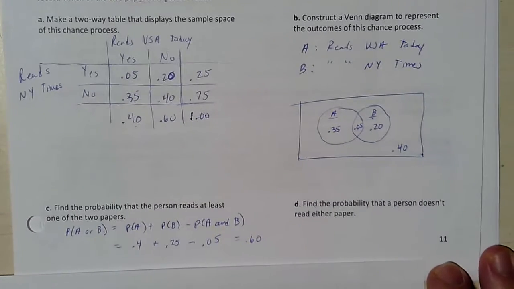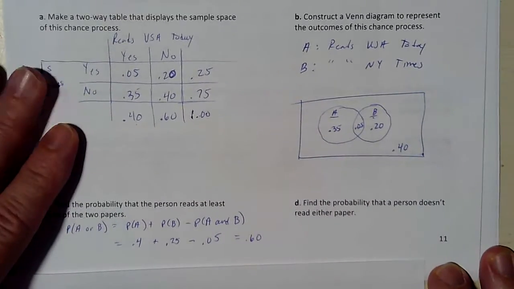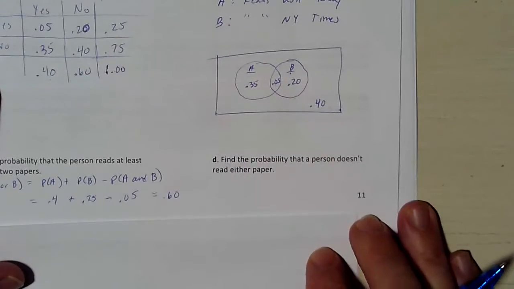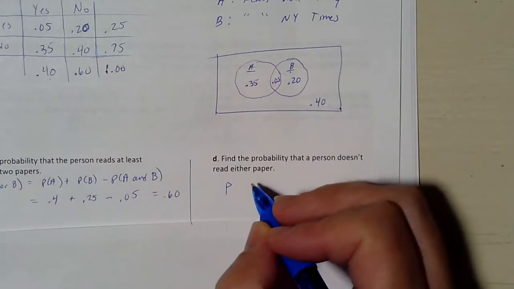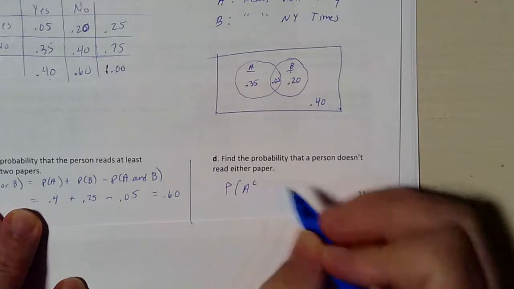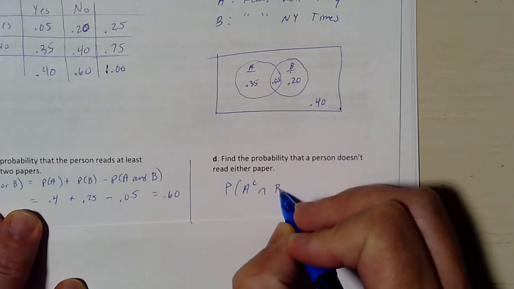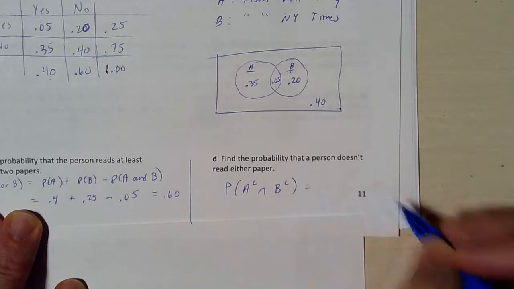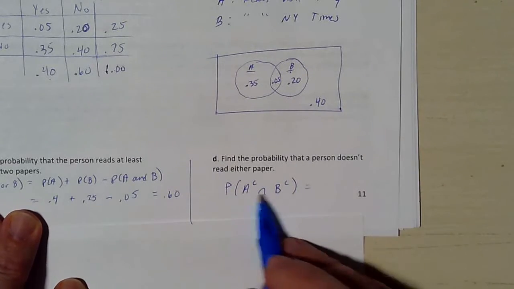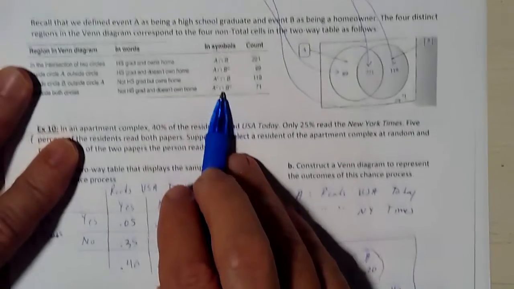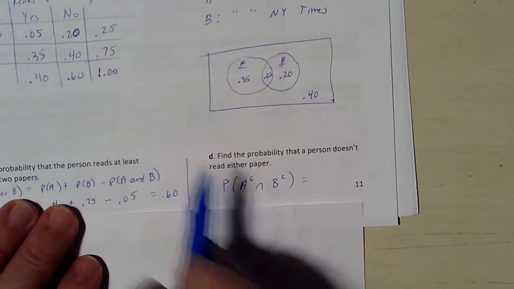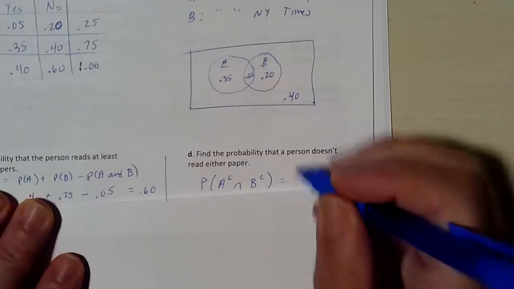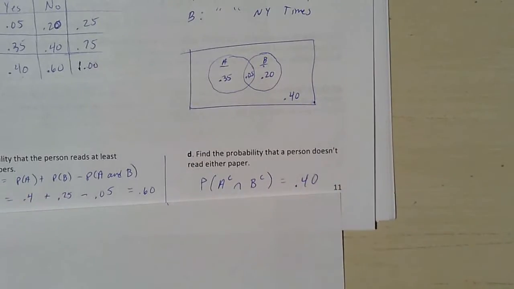Okay, D, find the probability that a person doesn't read either paper. That's the no, but here's the notation. So I have to get used to that as well. So probability of not A and not B. The probability of not A and not B is always the one that's outside, right? That's why this table here is a good study tool as well. So not A and not B is going to be right here, the 0.40.